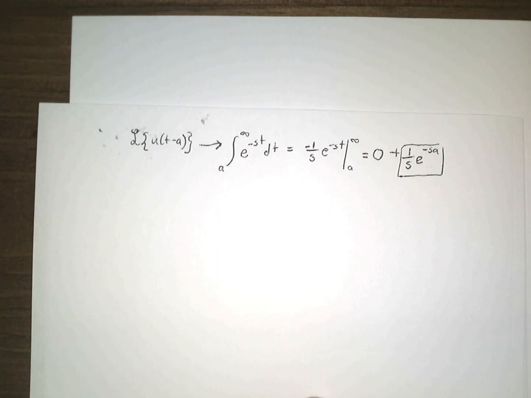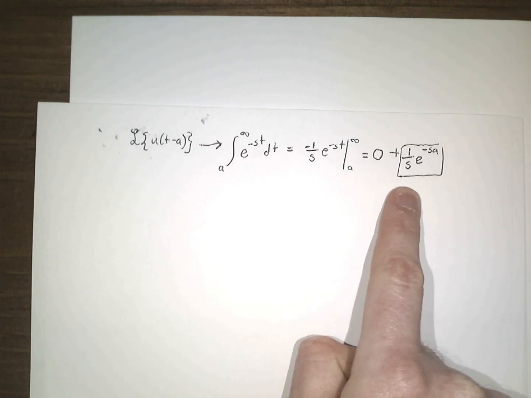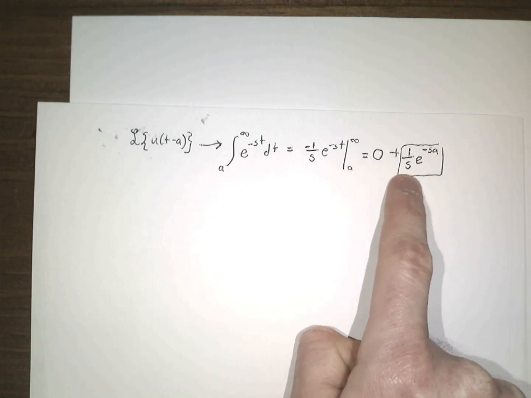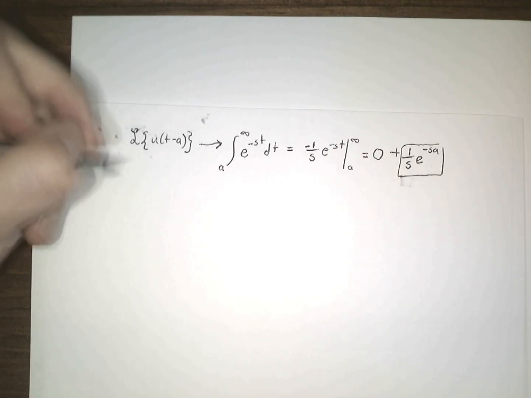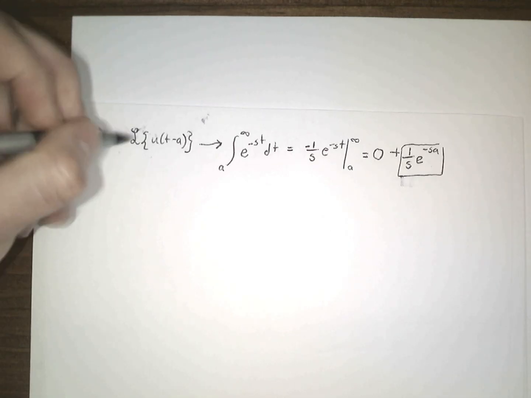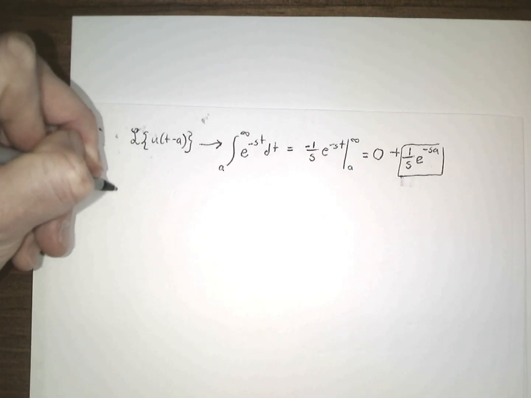So if we just have a step function, the Laplace transform we get out of that is 1 over s times e to the minus sa. So that is a useful identity when we have discontinuous functions.